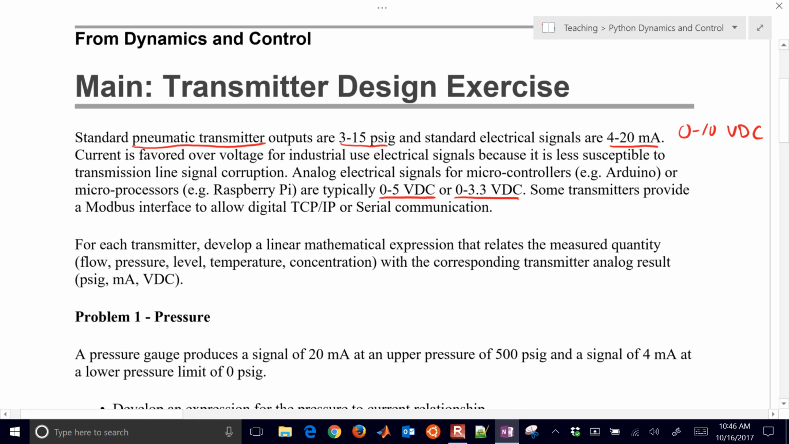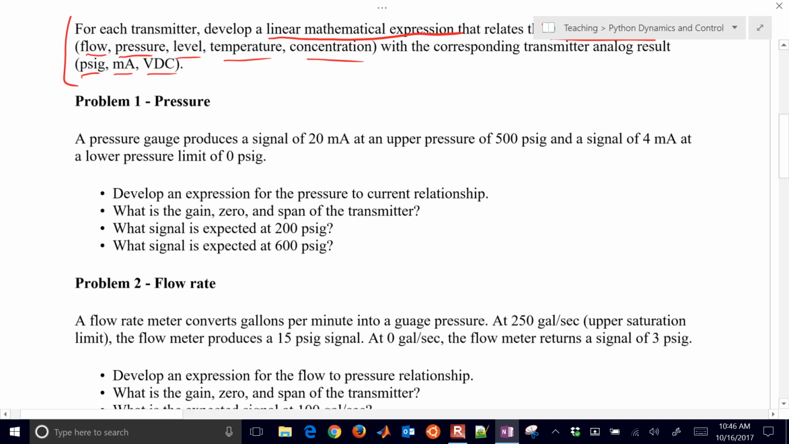And sometimes these transmitters provide a Modbus interface. So we have Ethernet or serial Modbus with TCP/IP, that's Ethernet or serial communication. And for each of these exercises down below, we're going to develop a linear mathematical expression that relates the measured quantity, so it's, for example, flow, pressure, level, temperature, concentration, with the corresponding transmitter analog result from, for example, psi, milliamps, or volts DC. So let's go on to the very first one, and this is going to be pressure.